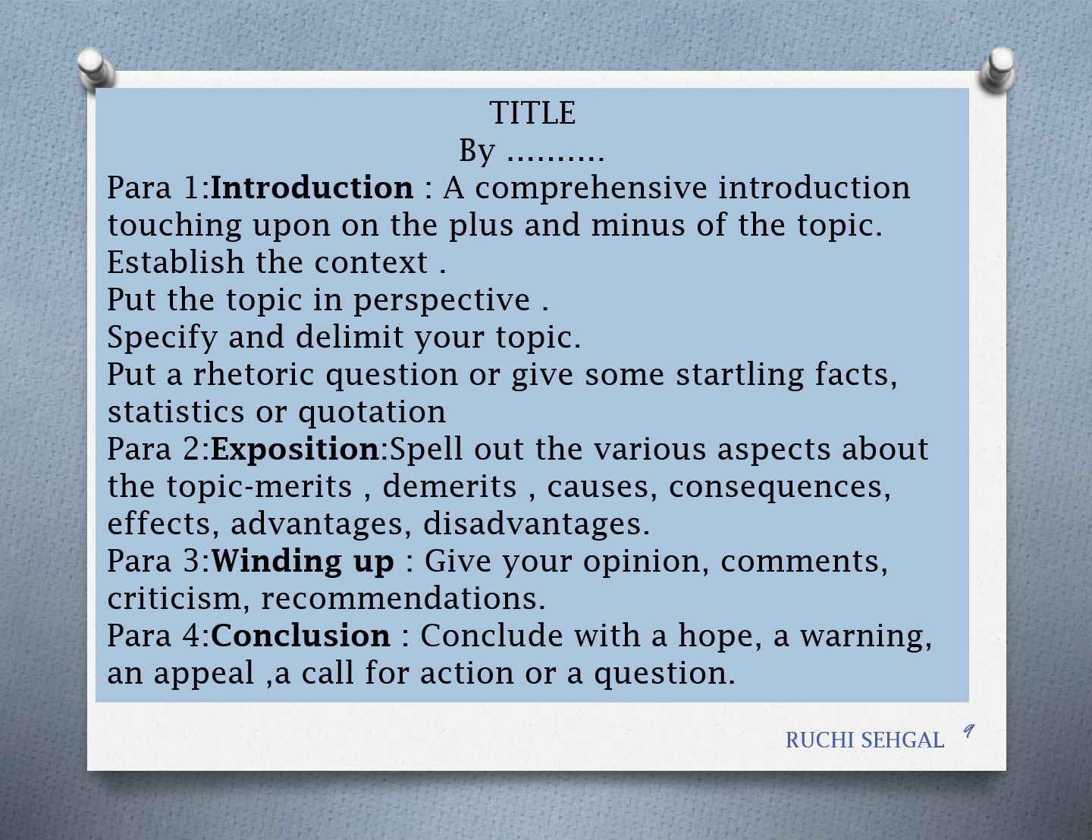Part 2 or para 2 is your exposition. Spell out the various aspects about the topic: merits, demerits, causes, consequences, effects, advantages, disadvantages. So this could go up to 2 paragraphs. Then the next paragraph is your winding up. Give your opinion, comments, criticism, recommendations. And finally, the conclusion. Conclude with a hope, a warning, an appeal, a call for action, or a question. So I've given you so many options. Okay, you must use one of them in order to conclude your article in a good manner.